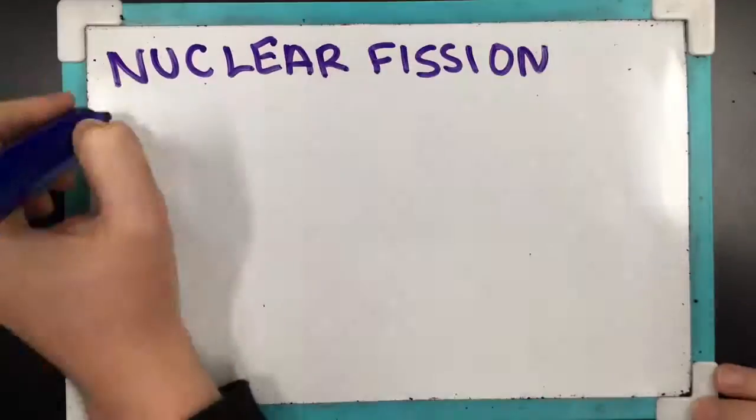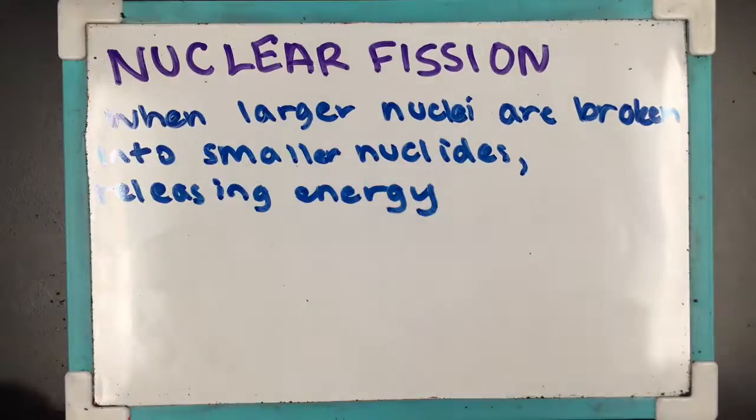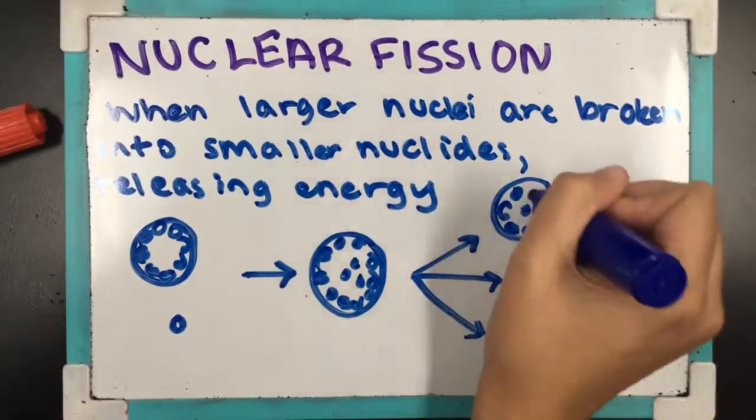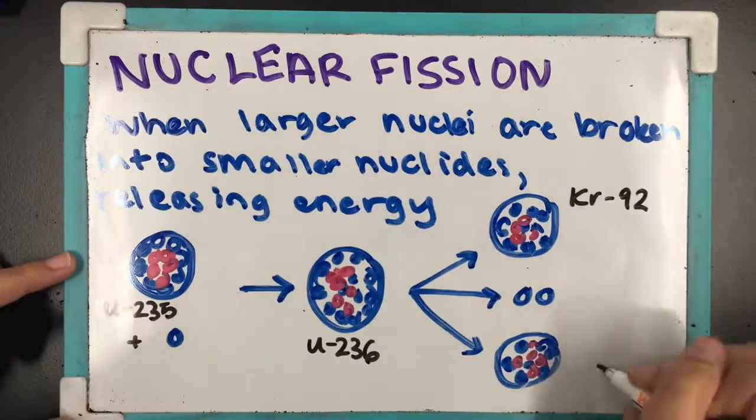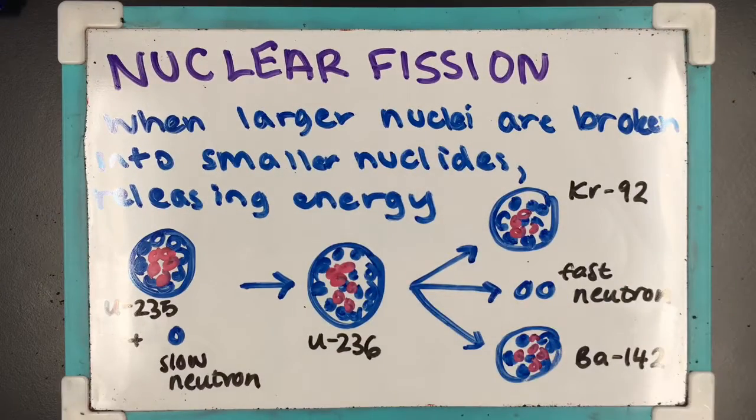Nuclear fission happens when larger nuclei are broken up into smaller nuclides, releasing energy. Uranium-235 can absorb slow-moving neutrons to become the unstable isotope U-236.